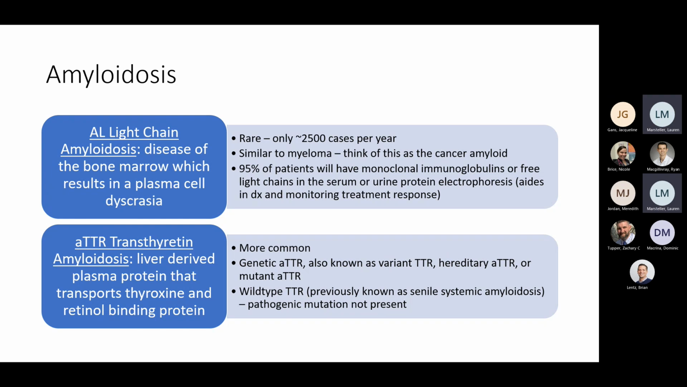So to further go into the two main types that we see, AL, light chain amyloidosis, is a disease of the bone marrow, and it results in a plasma cell dyscrasia. This is the more rare type, only about 2,500 cases in the US per year. It's similar to a myeloma or a MGUS. It's important to think of this one as the cancer type of amyloid, and that will help you understand the treatment. And these patients have monoclonal immunoglobulins.